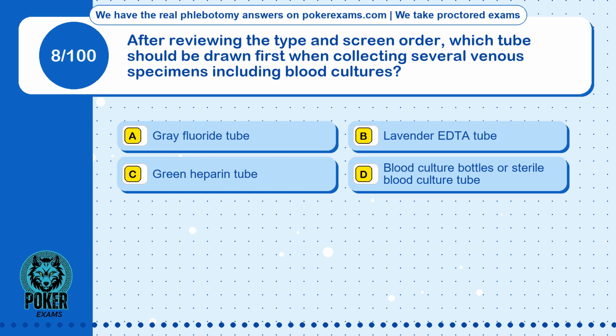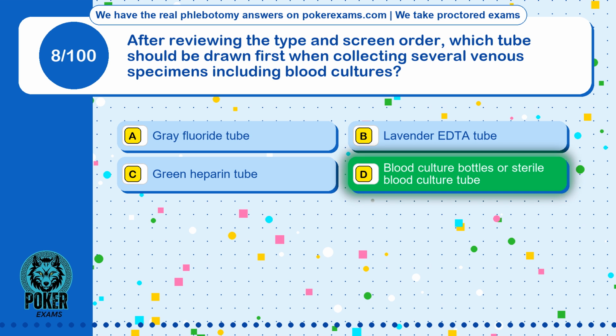Question 8. After reviewing the type and screen order, which tube should be drawn first when collecting several venous specimens including blood cultures? Option A, gray fluoride tube. Option B, lavender EDTA tube. Option C, green heparin tube. Option D, blood culture bottles or sterile blood culture tube.